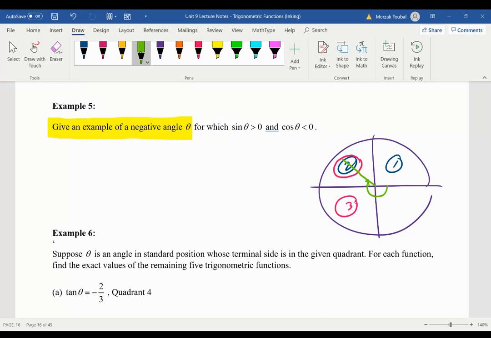So let's say negative 200 degrees. Okay, negative 200 is an example. So the answer here can differ from one person to another.